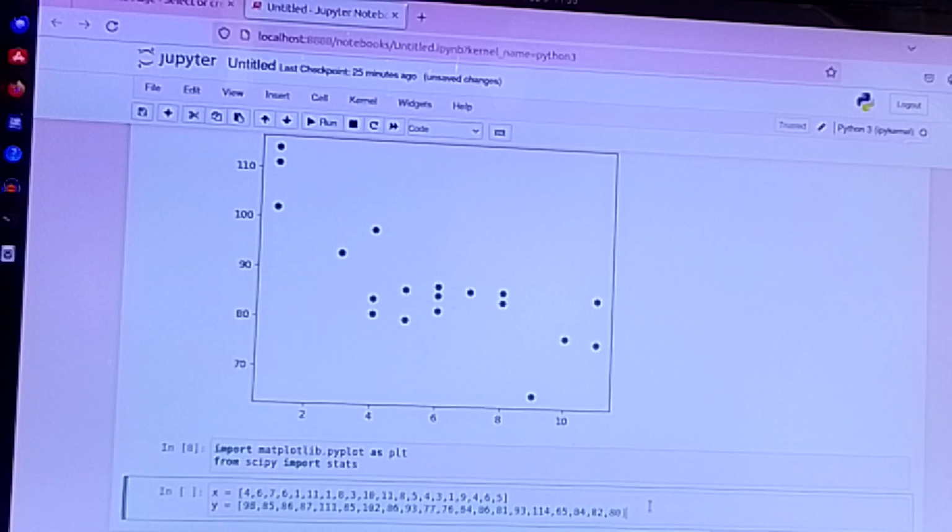So you can see the XY coordinates being pasted here.